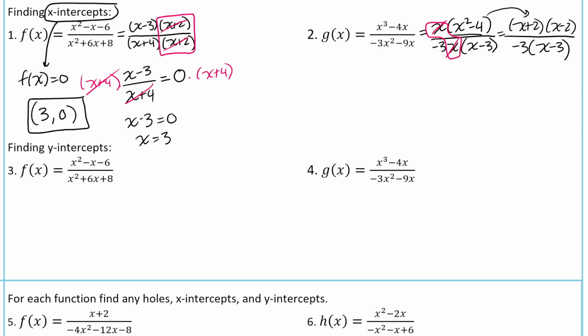So remember, we're finding just the x-intercept. And in order to do that, we just have to set our equation equal to 0 and solve. So x plus 2 times x minus 2 over negative 3 times x minus 3 equals 0. Once again, I'm just going to multiply by the denominator on both sides.